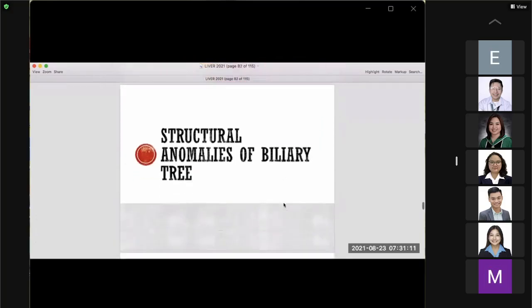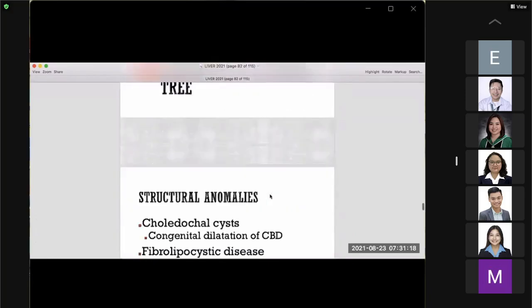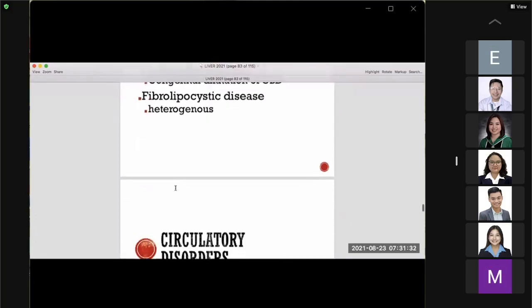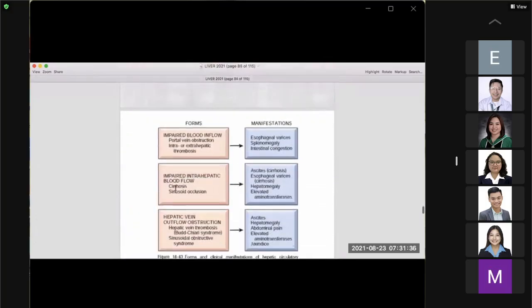Okay. We also have structural anomalies of the biliary tree. Okay. So what are these? Presence of choledochal cysts. So merong congenital dilatation of the common bile duct. Meron ding fibrolipocystic disease, which are heterogeneous in character. We also have circulatory disorders.